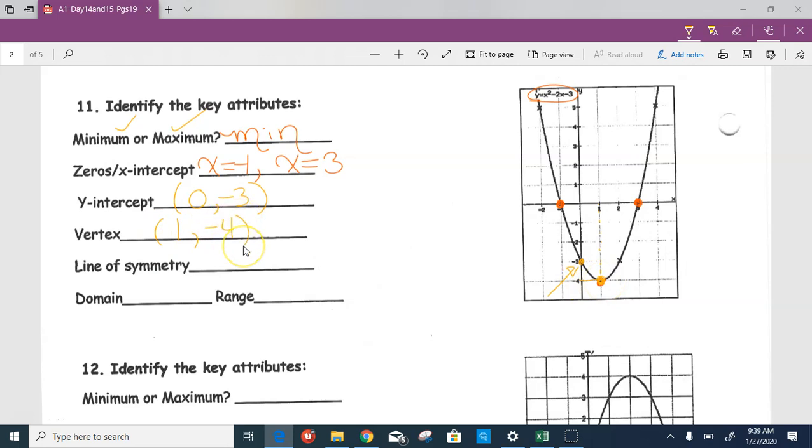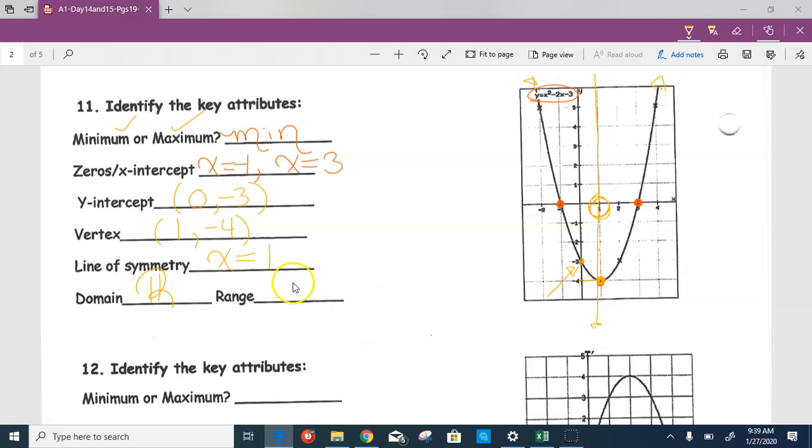A line of symmetry is the line that goes through the vertex and cuts our parabola into two perfect pieces. It hits the x-axis at +1, so our line of symmetry is at x equals 1. We have a domain and range. Well, this graph really does have arrow tips that go on left and right for infinity, so we have an all real numbers situation for our domain.